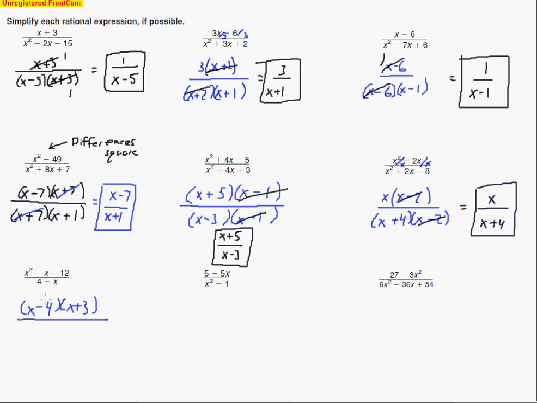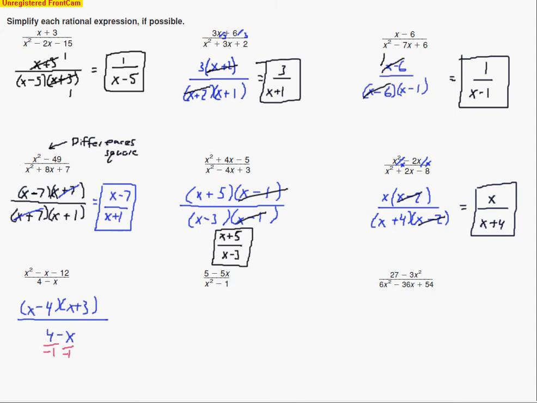Now here's the problem. Looking at this 4 minus x, it's not the same as this one. See, here the 4 is negative, here the 4 is positive. Here the x is positive, here the x is negative. You cannot cancel them because they're not the same. So what we need to do is take out a common factor. We can take out a negative 1 from each of these because they both have the same number but just opposite in sign.